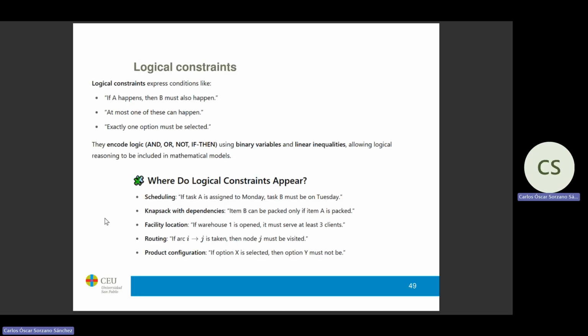And here we have some examples. So if task A is assigned to Monday, task B must be on Tuesday. Or item B can be packed only if item A is packed. Otherwise, it doesn't make sense. If warehouse 1 is open, it must serve at least 3 different clients or whatever. So these kind of conditions.